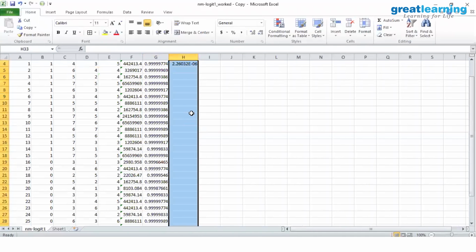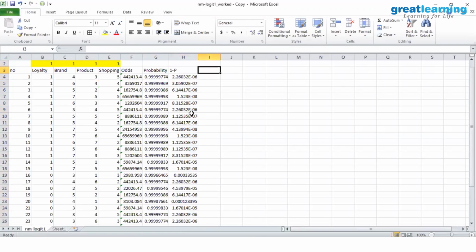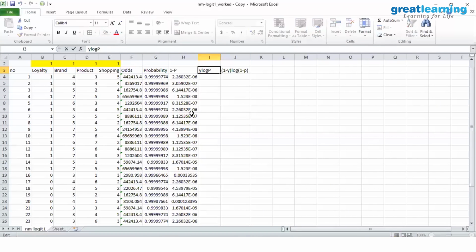Yes. Right? Now, the next is y log p and 1 minus y log 1 minus p. This is the main reason why the power of logistic regression lies in this equation: y log p plus 1 minus y log 1 minus p. Why am I telling you it is very powerful? What is the specific reason for it?